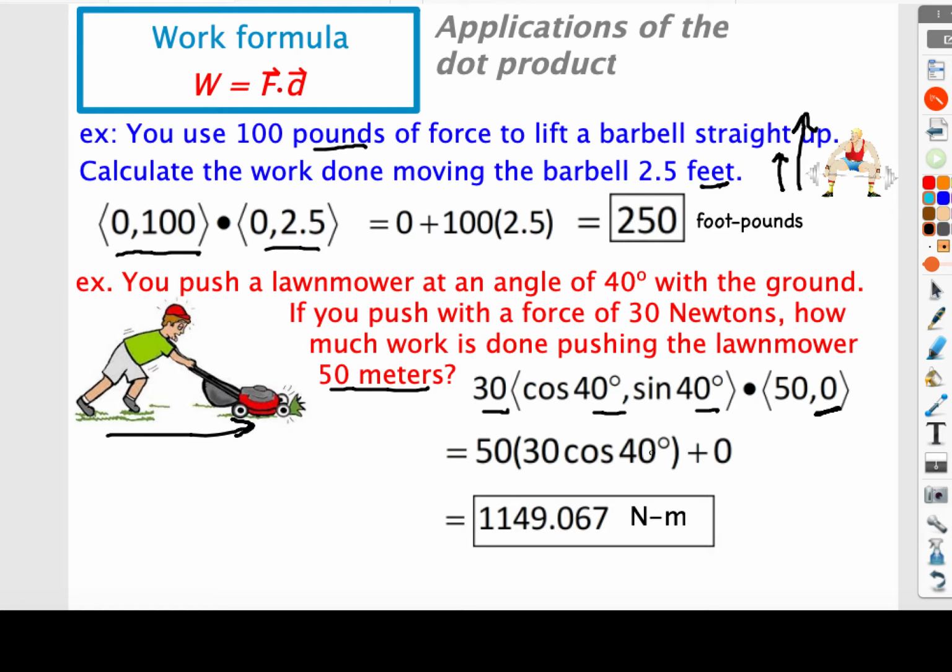And this time again, we were pushing with newtons as our force, but we traveled meters. So again, 1,148.067 Newton meters. So the idea is if you can set up a couple of vectors and take their dot product, again, you can find the work it takes to complete those questions.